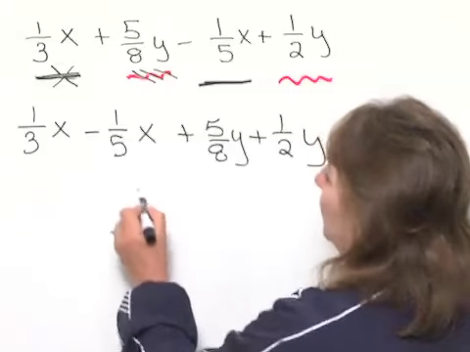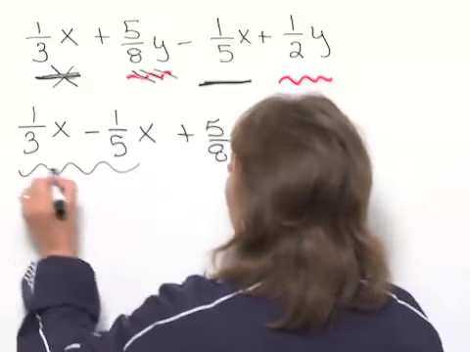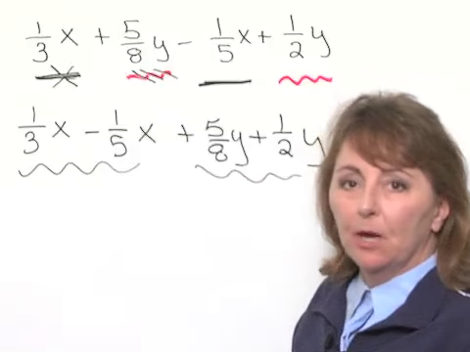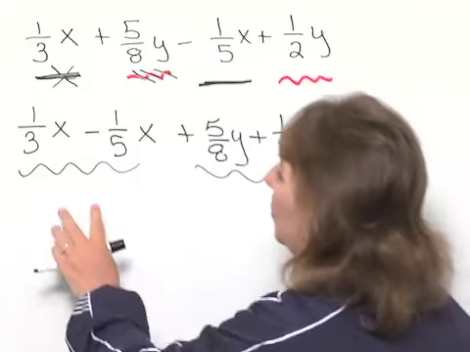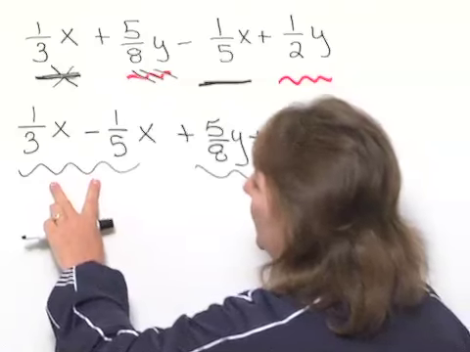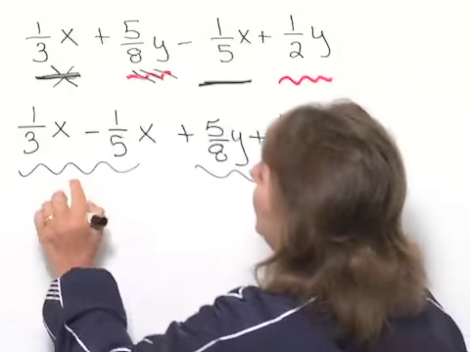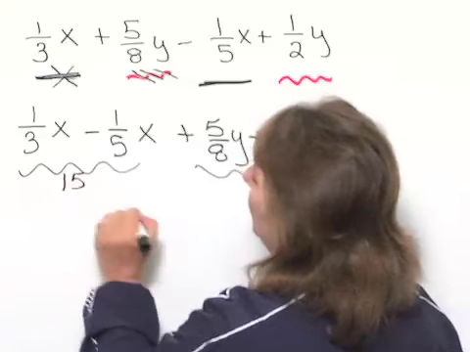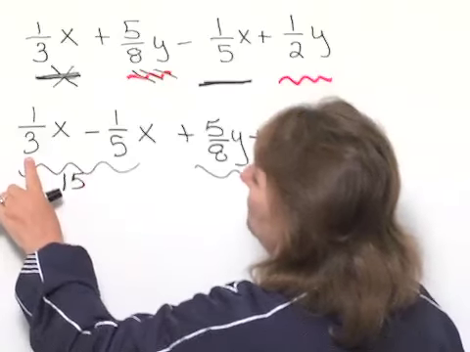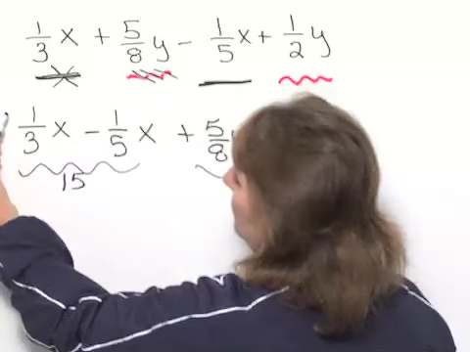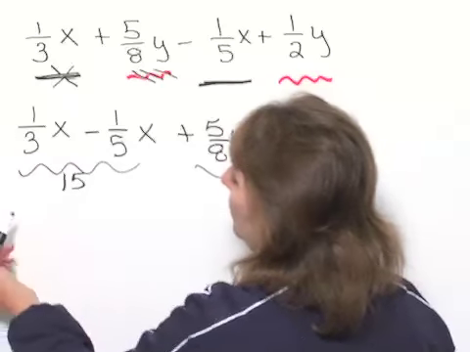Now that we've organized our terms in the correct order, I'm going to subtract these two and add these two. But first I have to find my common denominators. Let's work two at a time. First I'm going to take care of my x terms, then I will do my y terms. Here we can easily see that the common denominator is 15. To rewrite 1/3 x with a denominator of 15, we have to multiply the numerator and the denominator by 5.